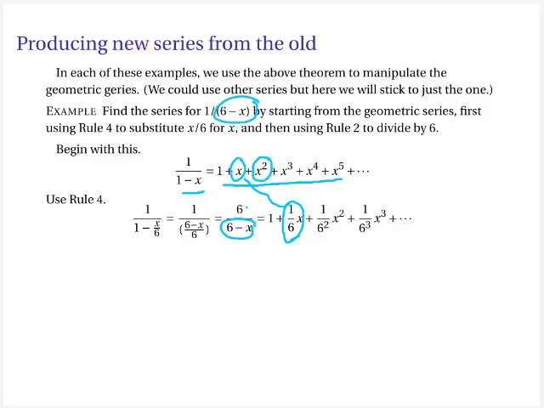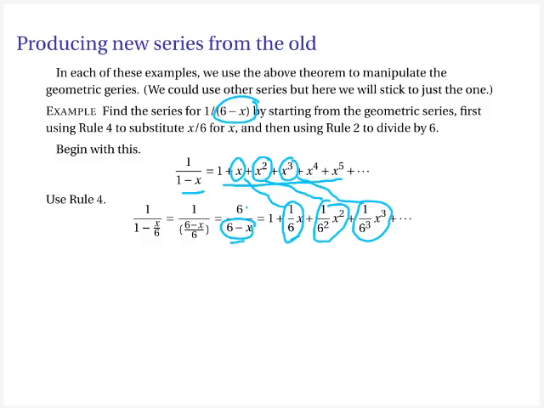X squared is going to be replaced with x over 6 quantity squared, x squared over 6 squared. X cubed, you replace the x with x over 6 and you end up with x cubed over 6 cubed, and etc. Okay, so that was rule 4.